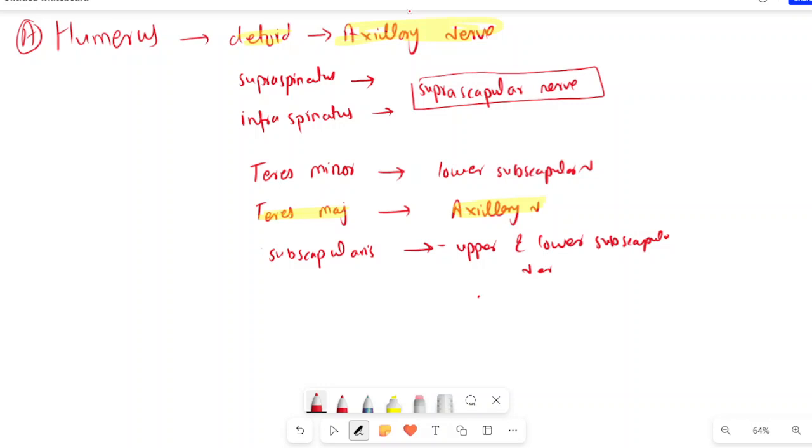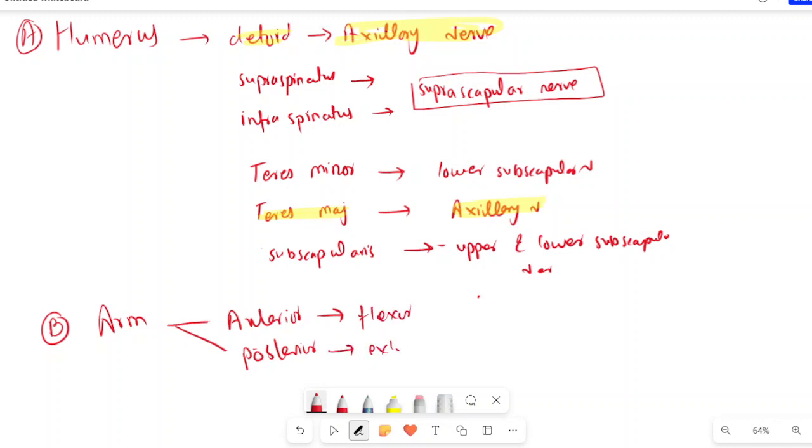Now let's come to the muscles of the upper arm. We will explain the muscles of the arm. The arm has an anterior side and a posterior side. Anterior is the flexor muscle and posterior is the extensor muscle. Anteriorly it has three muscles, and posteriorly it has one muscle in the arm region.